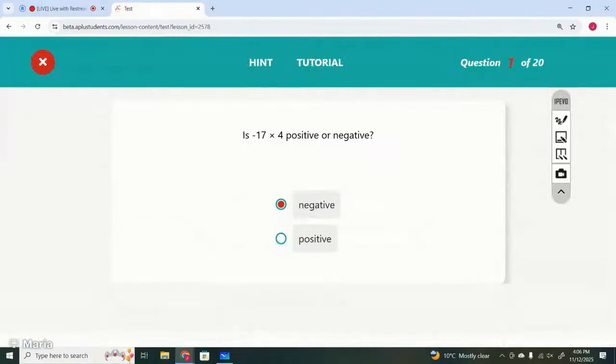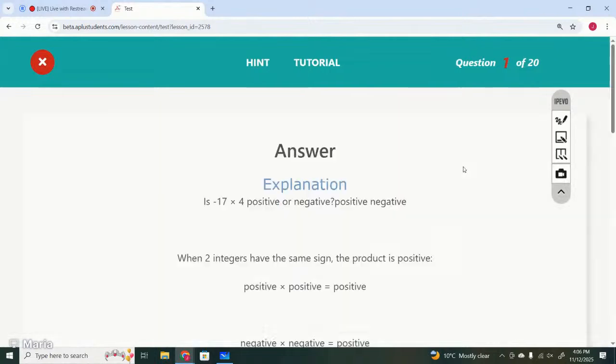Is negative 17 times 4 positive or negative? Which is the correct option? Negative it is, right? When two integers have different signs, the answer must be negative. So the correct option is negative.